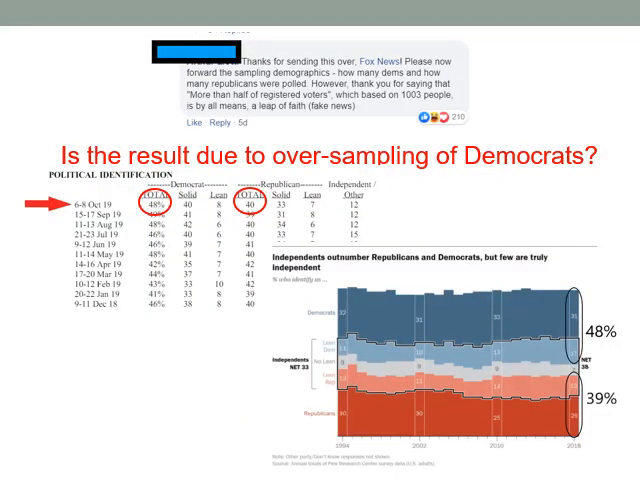Another criticism that came up in the comments, they said, please now forward the sampling demographics. All right, Fox News didn't have to forward the sampling demographics. It was in the article. Nobody ever reads articles. They just read headlines. How many Dems and how many Republicans were polled? All right. However, thank you for saying that more than half of registered voters, which based on 1,003 people is by all means a leap of faith or fake news. No, sir. It is not a leap of faith. It is statistics. All right. Learn about them.